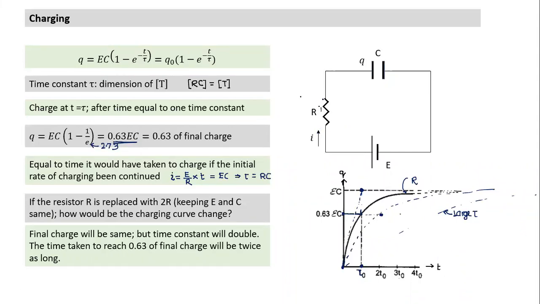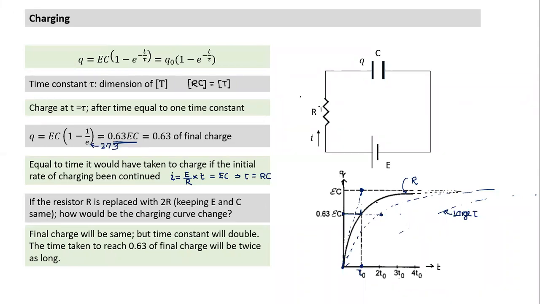As the charge on the capacitor keeps increasing, the voltage across the resistance will keep decreasing, as the current will keep decreasing. Rate of charge also will keep decreasing. But the final charge will be equal to E into C. Final charge will reach EC. So when you look at the curve, finally it has to approach EC.